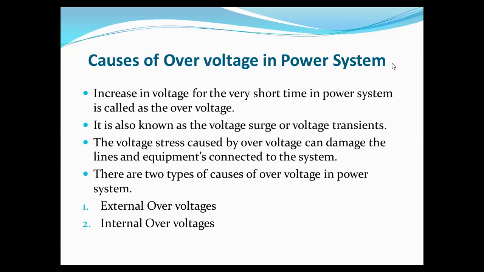What internal and external mean, we'll see in detail here. These over voltages cause damage to our system. That damage is not only costly, but it also stops the supply to the whole system. So different protection equipment is used here. These are nothing but the arresters, the lightning arresters here. So we'll see that.